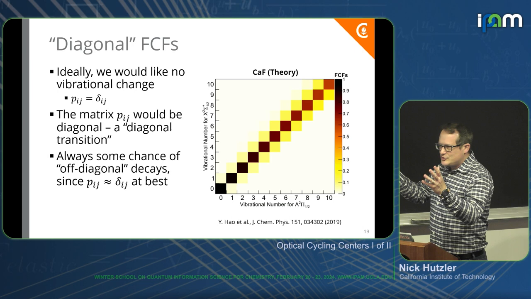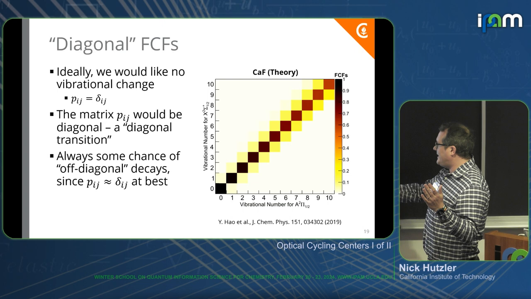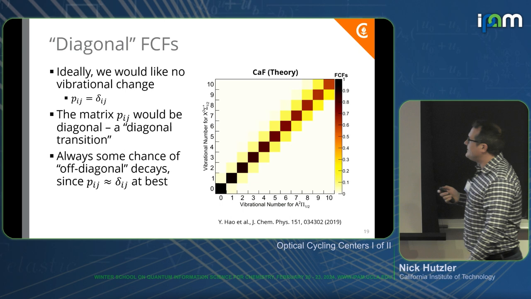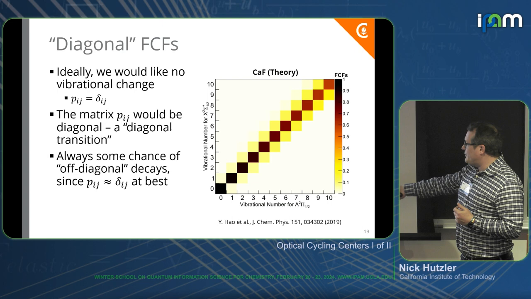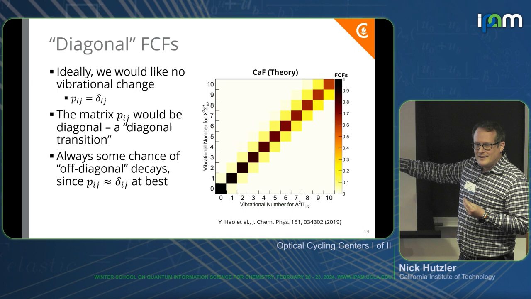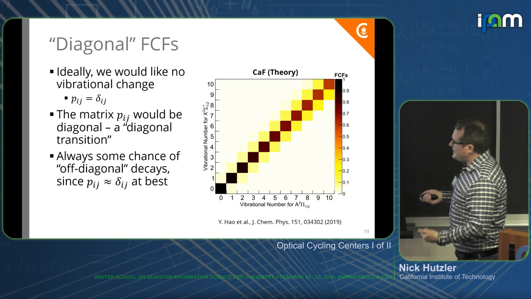This is what I mean by diagonal. If you make a table of ground state vibrational levels and excited state vibrational levels, and then plot, if I start here, what's the probability of going down to one of these? You just make an array, it's a matrix, a table. It's the Franck-Condon array. You would like this to be diagonal, meaning that if you start in V equals whatever, you will always end up in V equals the same thing when you decay. Ideally, this would be a perfectly diagonal array, we'd say it's a diagonal transition. That's never actually the case.